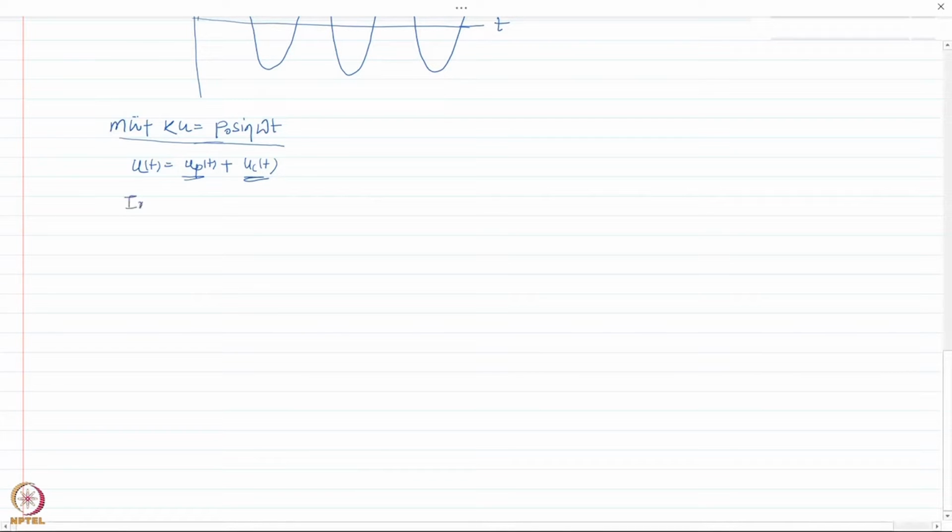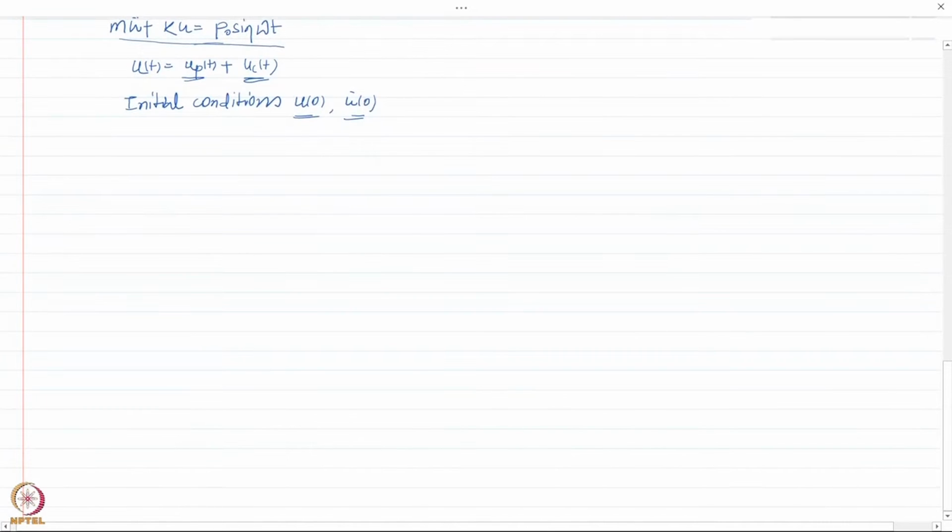So let us assume our initial conditions are given in terms of u0 and u dot 0, the initial displacement and velocity. Let us see how we solve this. In terms of the particular solution here, I want to get any unique solution that satisfies this equation.